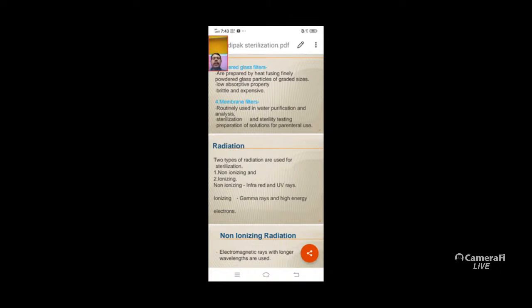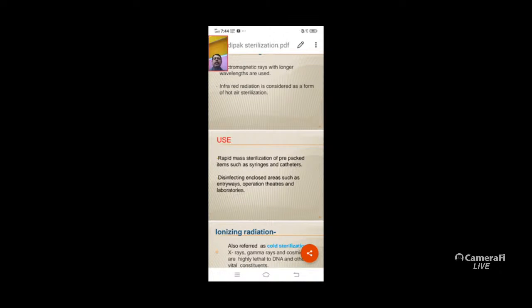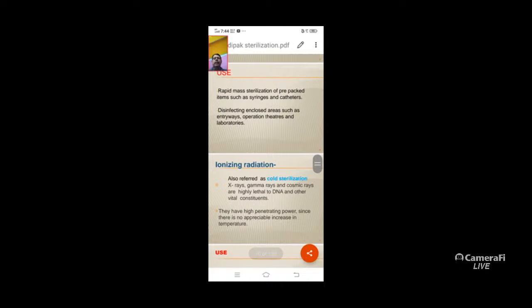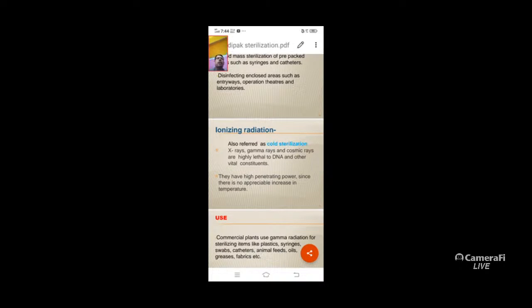In non-ionizing radiation, generally infrared, plastic syringes and catheters which are used in the operation theater, and disinfection of enclosed areas such as operation theaters and laboratories, can be sterilized by the radiation technique. It is also ionizing radiation, and it is also called cold sterilization. This is very important, you can remember it for the future for competitive exams.